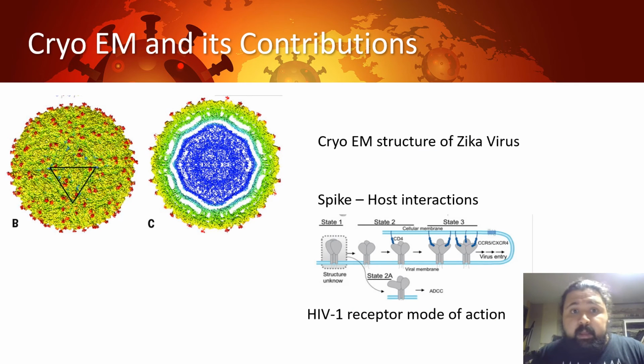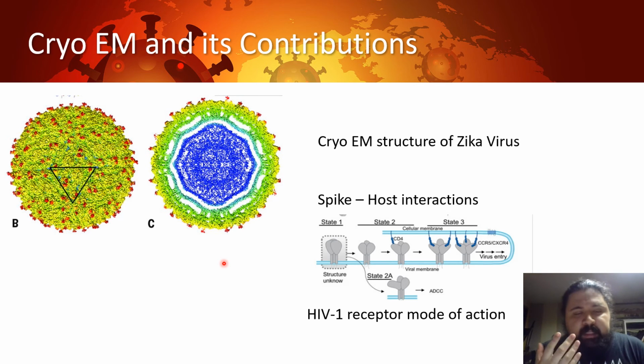Another journal that I read, I saw that scientists used cryo-electron microscopy to map out the structure of the Zika virus, and you can see here all the individual glycoproteins in red, and also the cross section. So using these kinds of techniques, other scientists are able to map out other viruses.